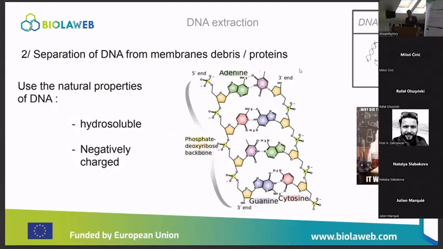The second part is to separate DNA from all the other things. So for that, we use natural properties of DNA. That is, it is hydrosoluble and it is negatively charged. Agnes showed us the structure of the DNA molecule, and in the phosphate deoxyribose backbone, you have this negatively charged oxygen.